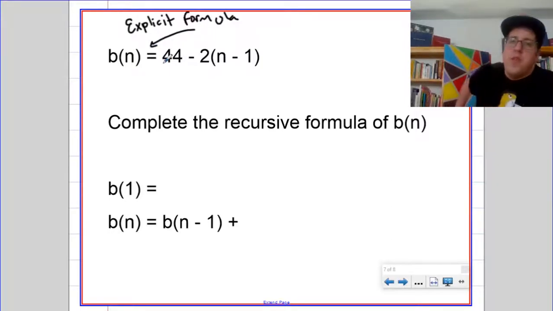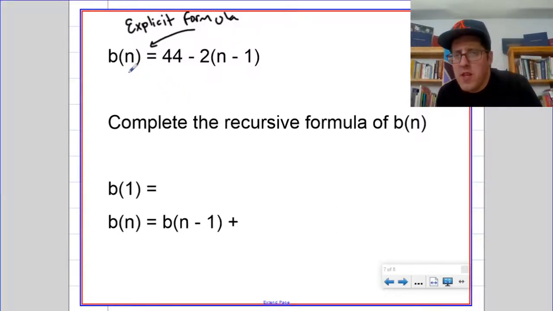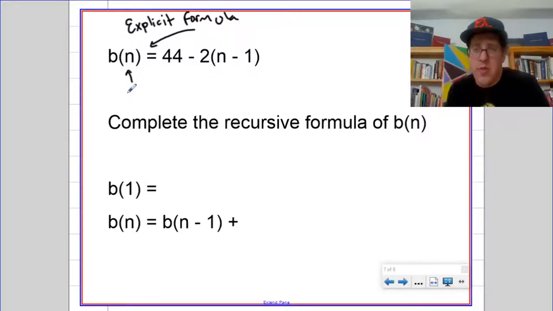Now, one thing that you might want to think of here is that this doesn't really operate like multiplication. So don't think of it as multiplication. Just think about it as if I'm looking for the first element, I'm going to plug in 1. If I'm looking for the second element, I'm going to plug in 2. If I'm looking for the fifth element, I'm going to plug in 5. I can figure out any particular number because I have an explicit formula.